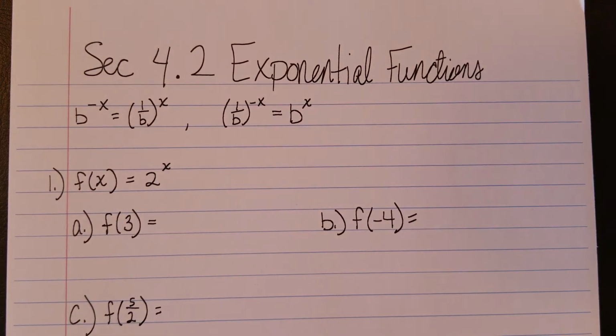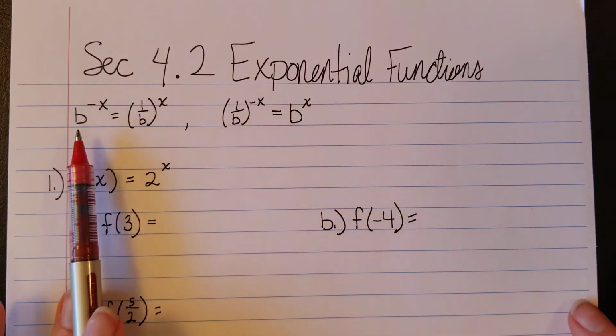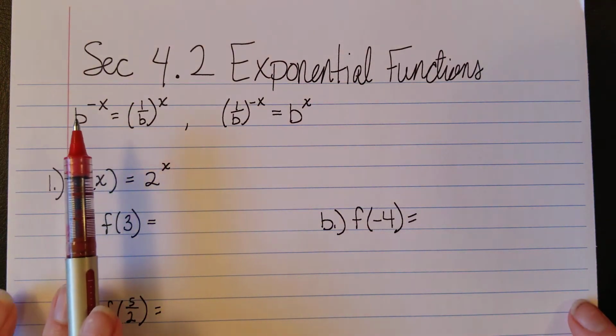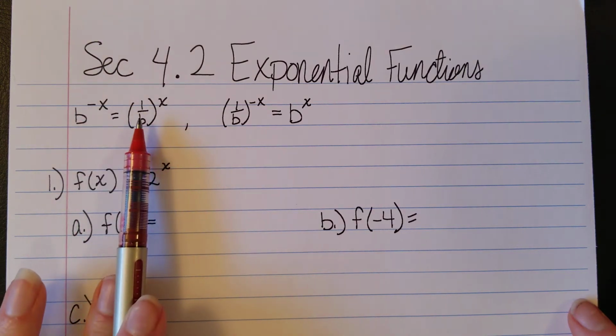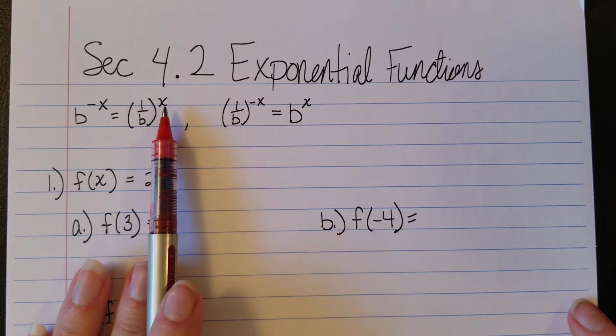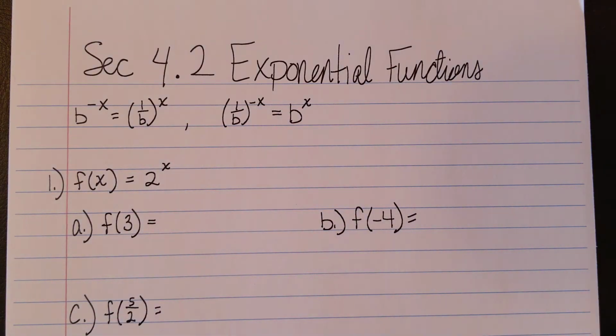All right, so let's see here. So the first thing it's showing us is just like exponent rules here with the negative exponents. So if you have b raised to a negative exponent, that's the same thing as 1 over b raised to the positive exponent, or vice versa.